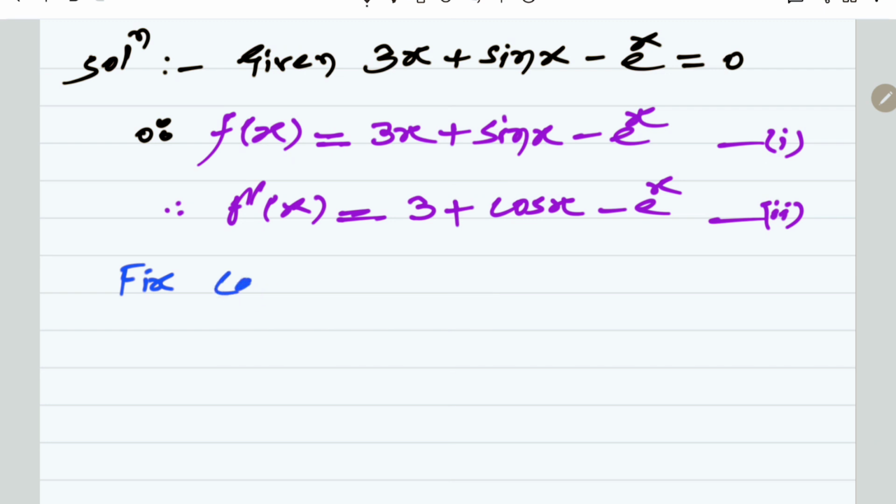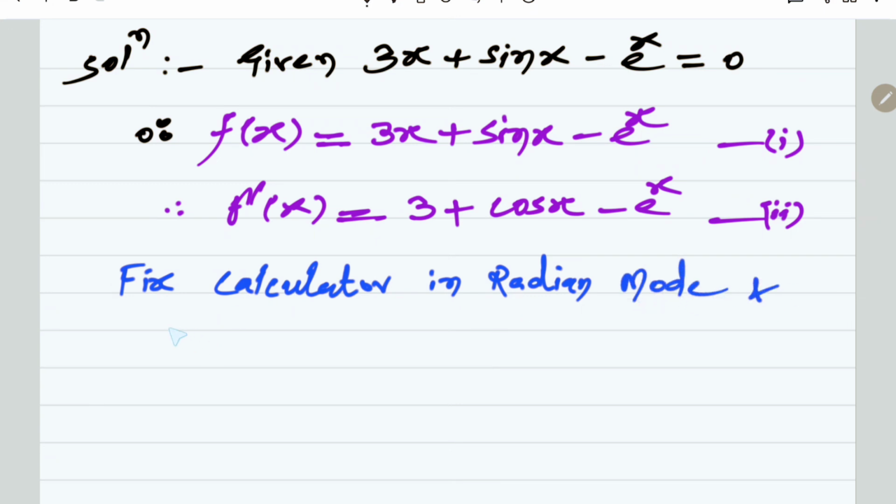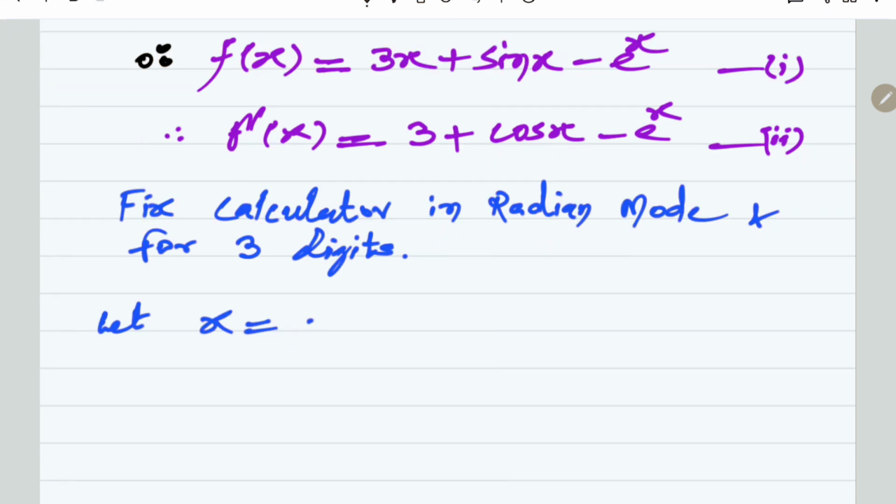Therefore, before starting the calculation, set your calculator to radian mode, as it contains a sin x term, and as the required answer is with 3 significant digits, set the calculator for 3 digits. This is the initial step. And then by the trial and error technique, we find two initial guess values with opposite signs.